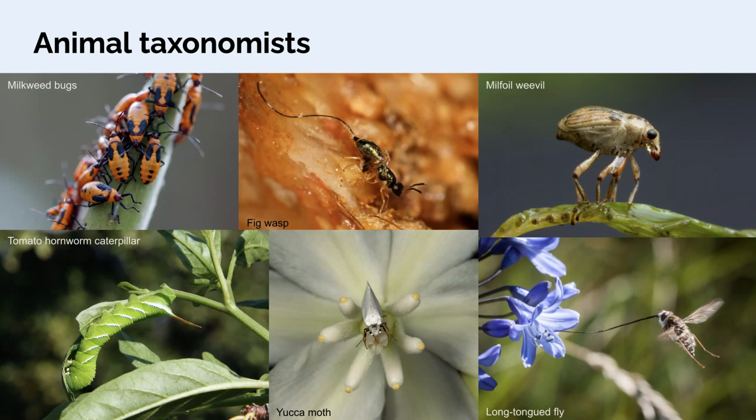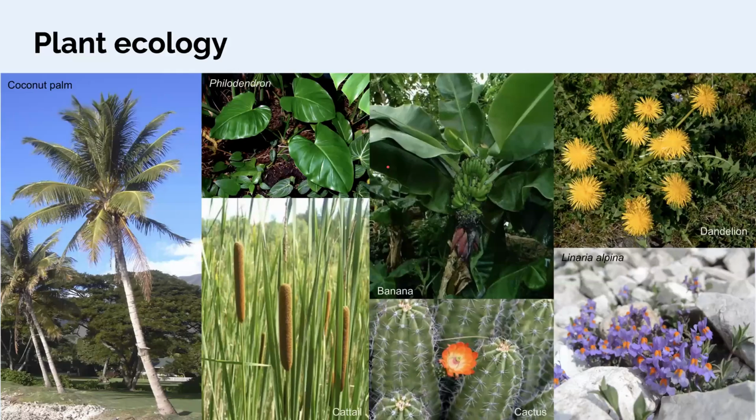And just on this slide, I've got some examples of animals that have really close associations with the plants that they're interacting with. A lot of them actually have the name of the plant in their common name. So milkweed bugs, commonly found on milkweeds. Milfoil weevil, this is a bug that eats water milfoil. Fig wasps are important for pollinating figs, and so on, as you can see on here.